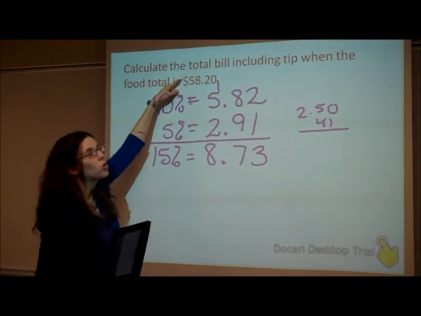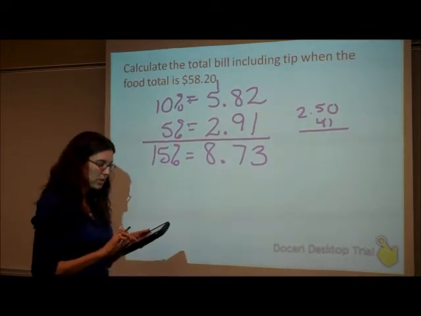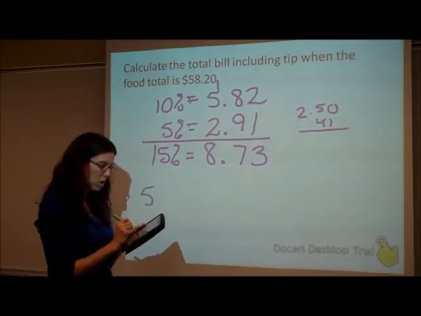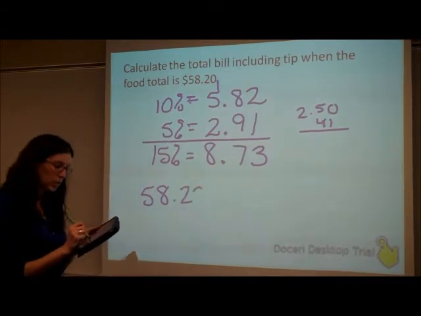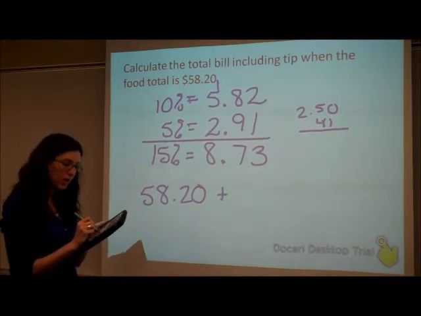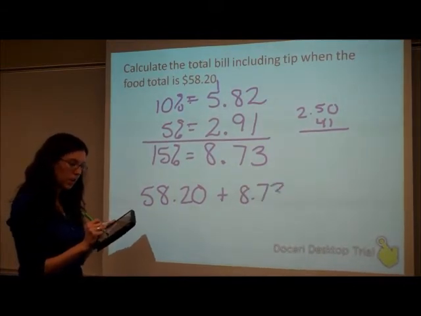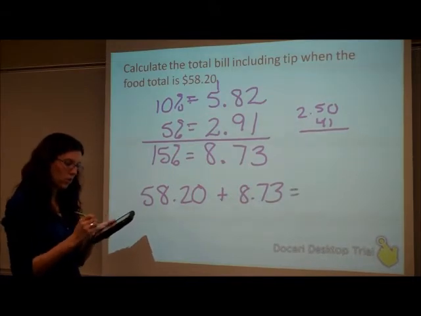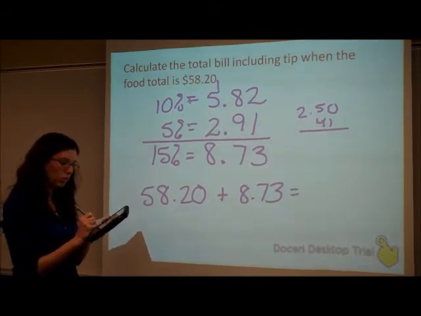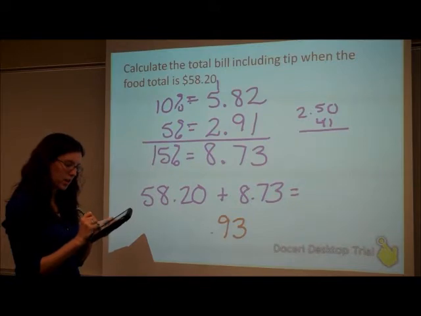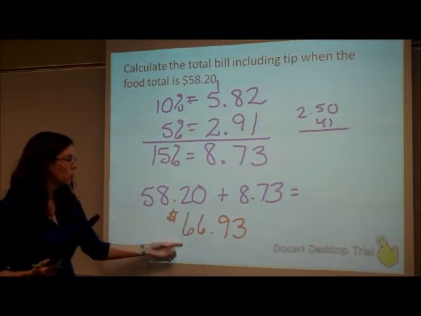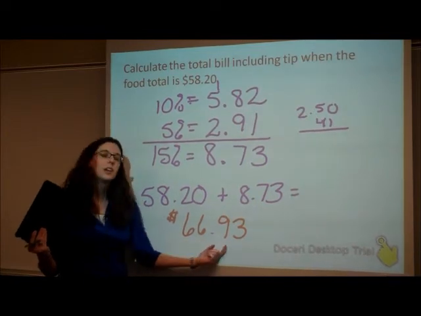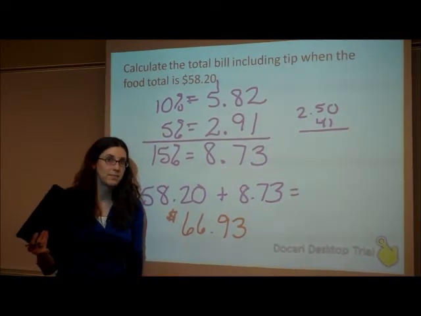Well, we want to know the total bill. So we have to pay for our food, which was $58.20, and we have to pay that tip. So adding those together gives you 3,966. That the total bill would be $66.93. Okay?